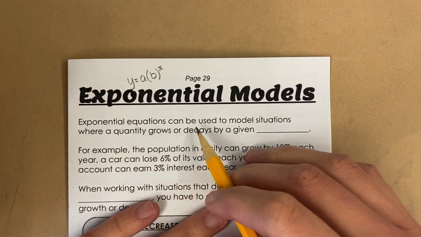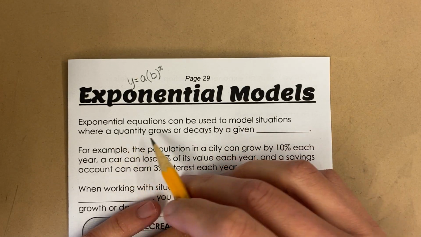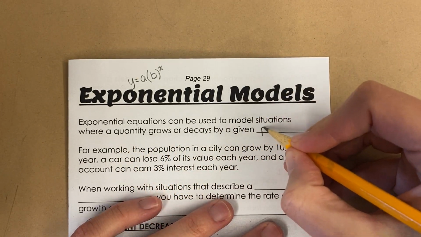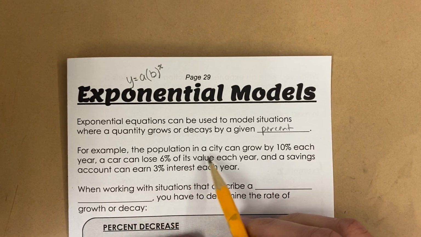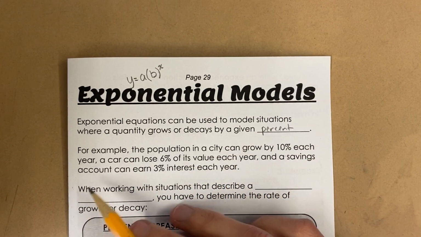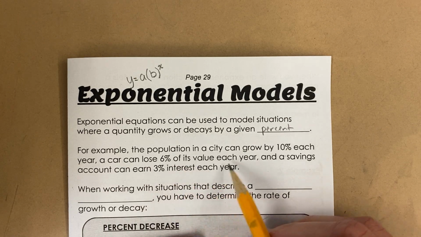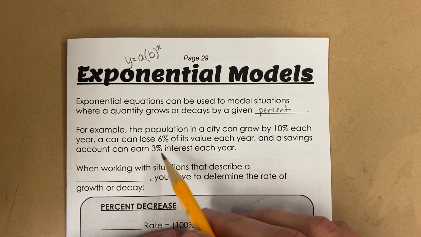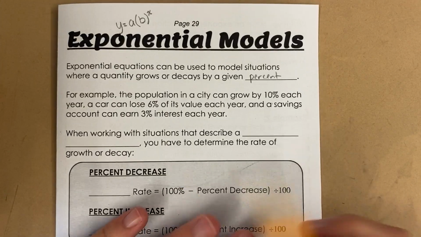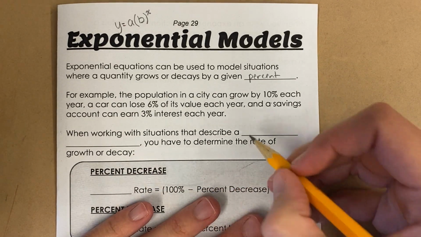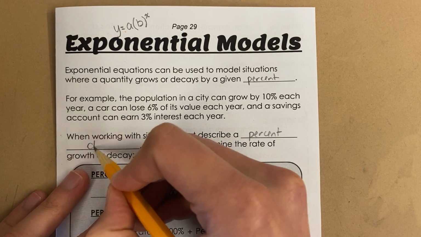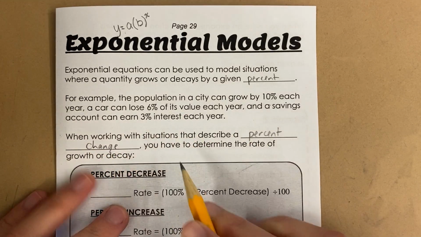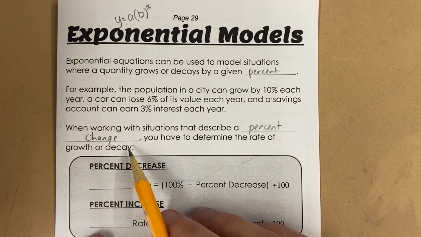Now, these exponential equations can be used to model situations where a quantity grows or decays by a given percent. For example, the population in a city can grow by 10% each year. A car can lose 6% of its value each year, and a savings account can earn 3% interest each year. When working with situations that describe a percent change, you have to determine the rate of growth or decay.